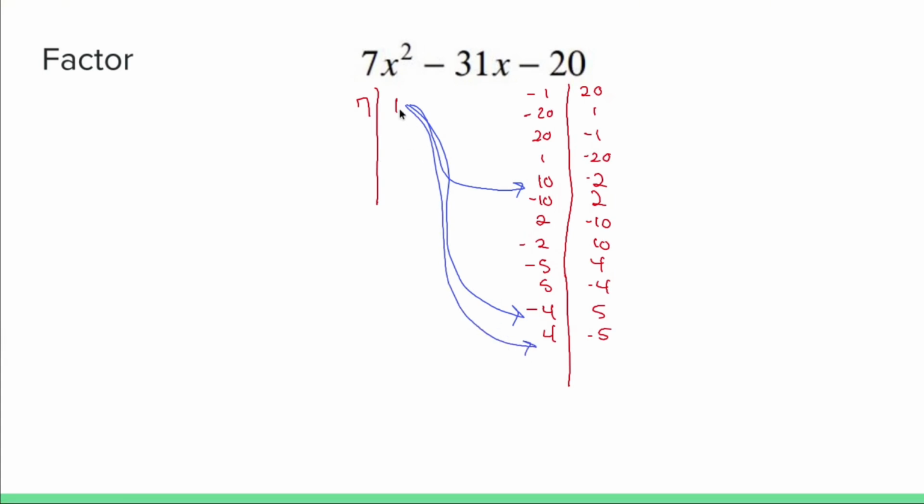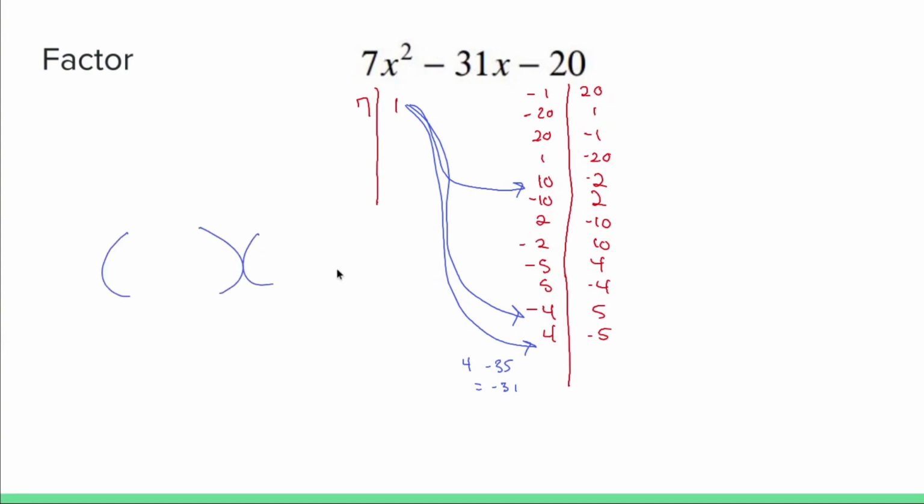So multiply the insides. 1 and 4 is regular 4. 7 and negative 5 is negative 35. So since 1 times 4 is regular 4, and 7 times negative 5 is negative 35, that's going to give me the negative 31 that I need. That's the one that works. So yes, trial and error.